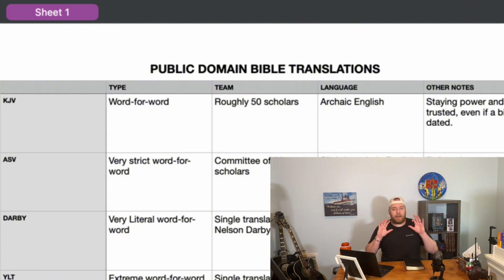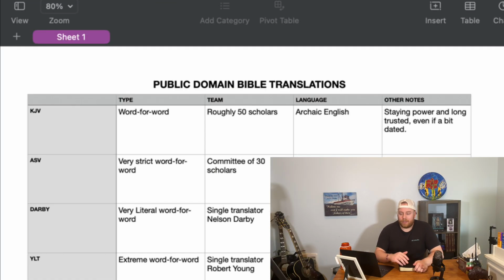So I know that was a long setup. Thank you for bearing with me. Let's now jump into the King James. So King James is a word-for-word translation. It was translated by roughly 50 scholars, though I will say, depending on the source, it sometimes ranged between 40 and 50, but somewhere around the high 40s is a pretty solid number, maybe 50.